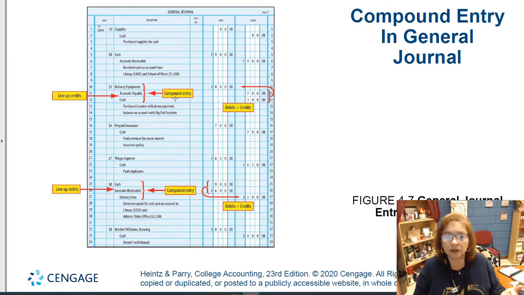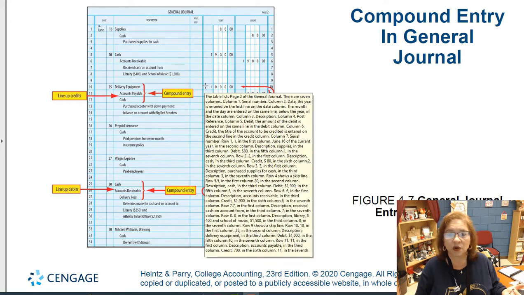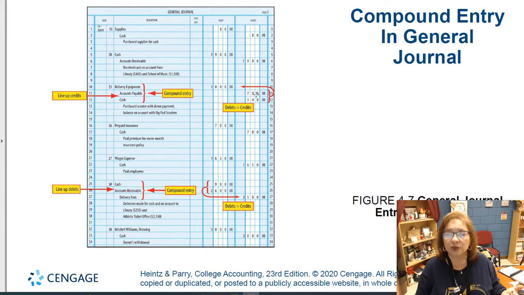Here we go. We bought delivery equipment. You debit delivery equipment for $1,000. We decided to put $700 of that, that's from chapter 3, remember that, on accounts payable. And then we paid $300 from cash. So you debit your equipment and then you credit your accounts payable and your cash. And notice here it says that we purchased a scooter with a down payment, balance on account with Big Red Scooters. Again, a description of what's going on.